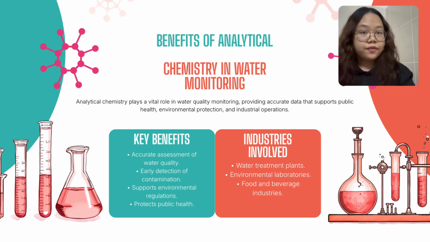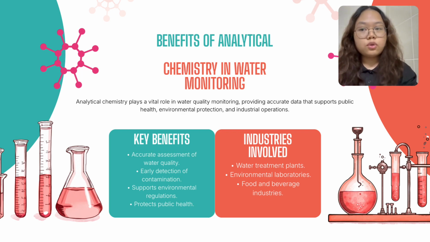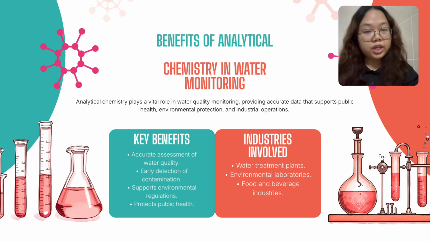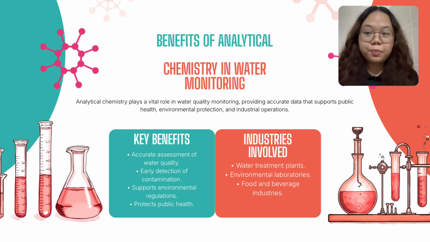So, what are the benefits of analytical chemistry in water monitoring? One is to get an accurate assessment of water quality and early detection of contamination in water. Not only that, it also supports environmental regulation and protects public health. Industries that are involved in water monitoring are water treatment plants, environmental laboratories, and food and beverage industries.